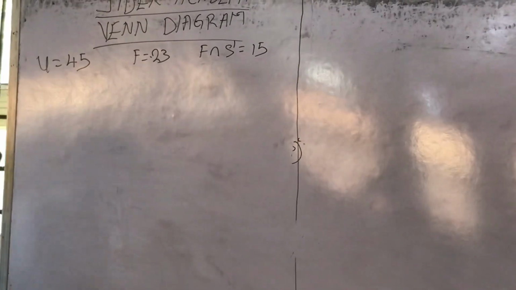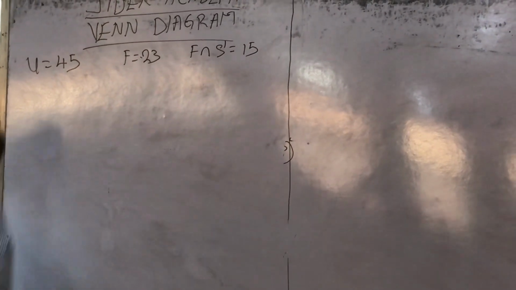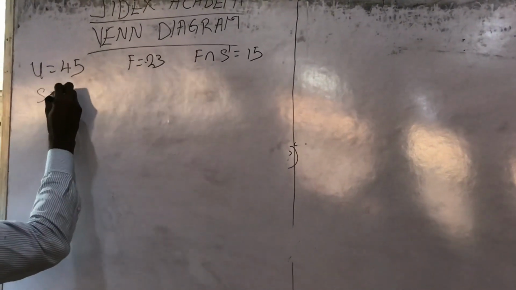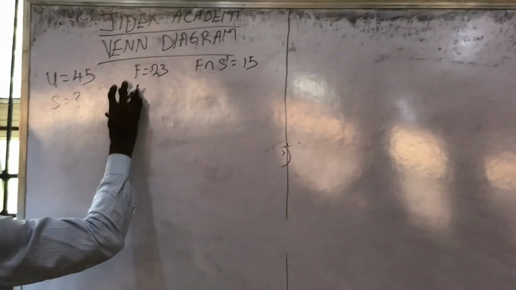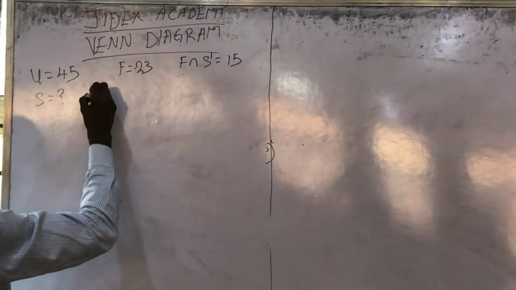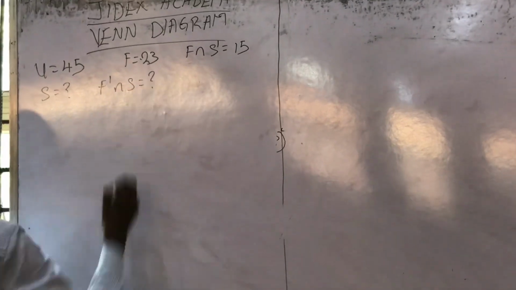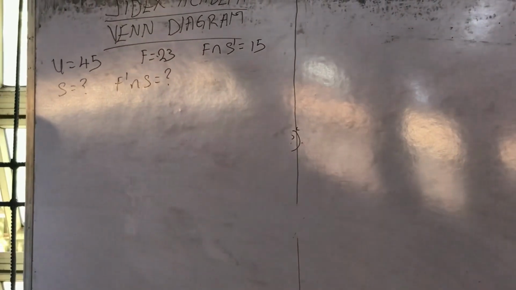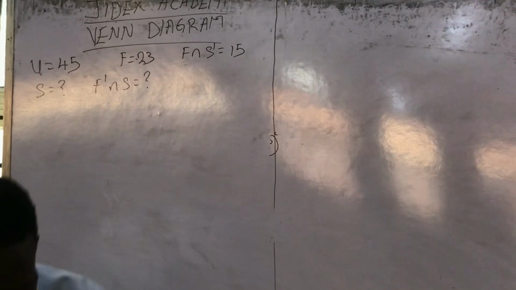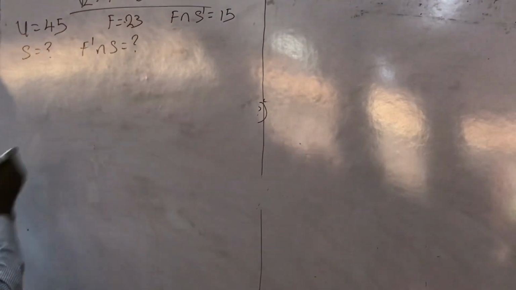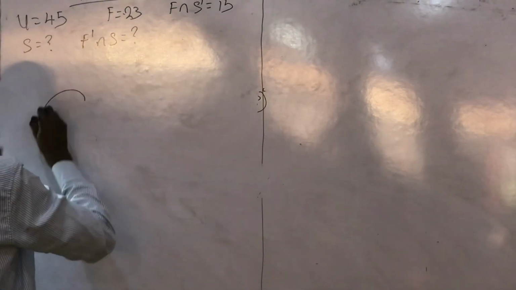Alright, so this is what they are talking about. Our second paper here is unknown, and our second only is also unknown. So how do we solve questions like this? Alright, so this is how it will go. Let's draw our two circles.